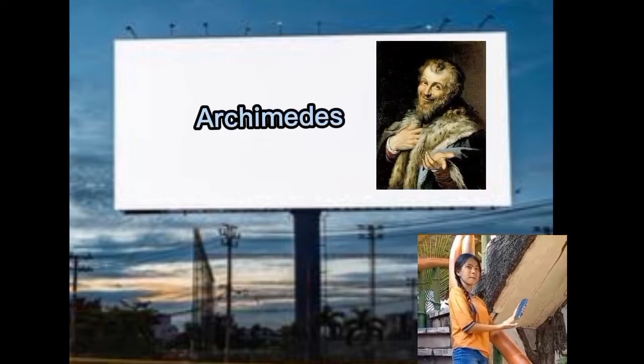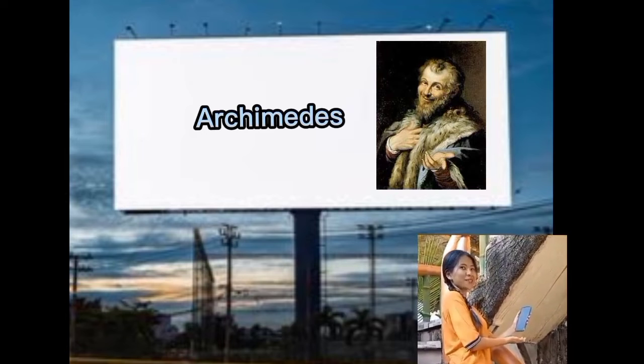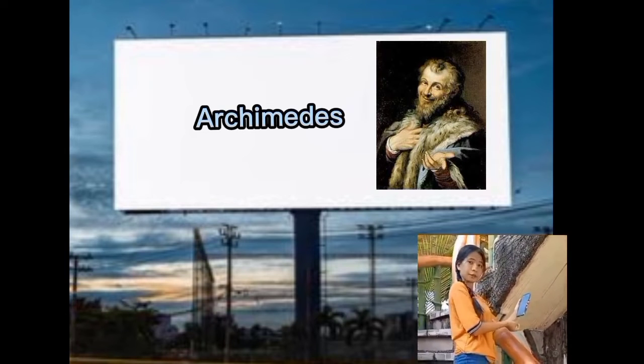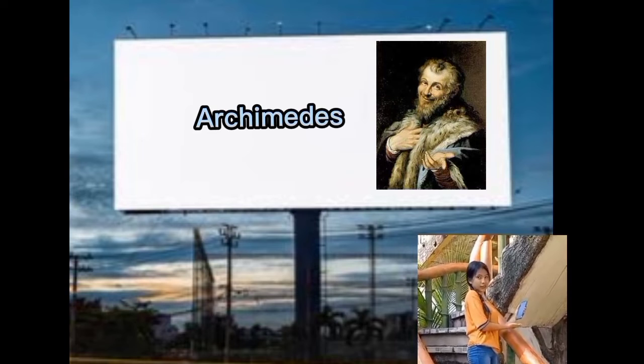And now, this is Archimedes. He is known as the best mathematician, and he found an approximate value of pi. He formulated the formula for the volume of a sphere and cylinder.